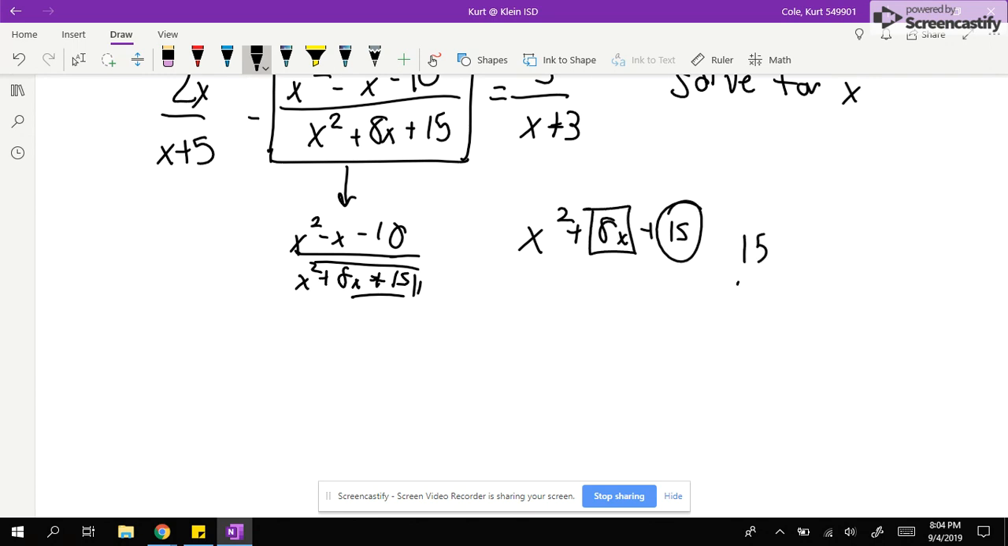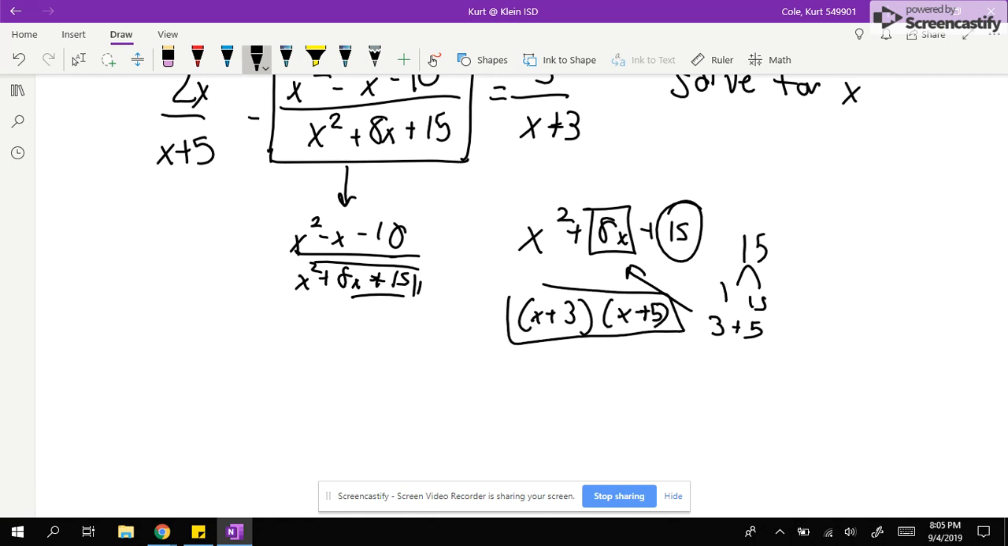So 15 has factors of 1 and 15, and 3 and 5. 3 plus 5 equals 8. Therefore, they're the factors. So if we were to rewrite that, it would be x plus 3 times x plus 5. This here is the same as that equation.